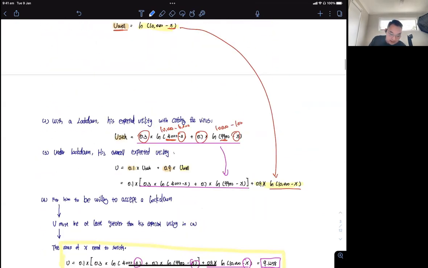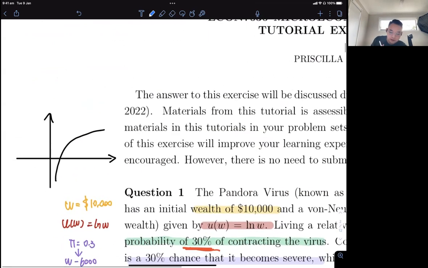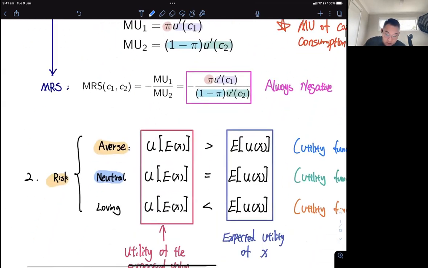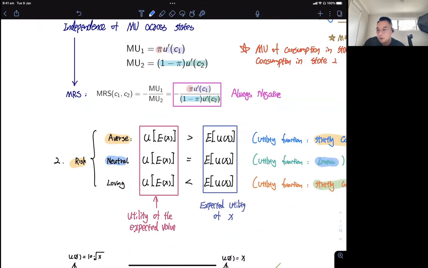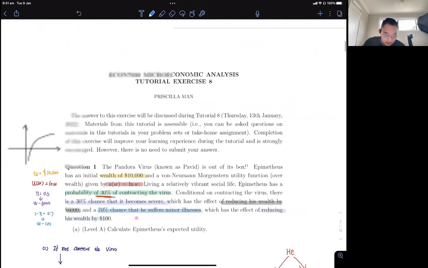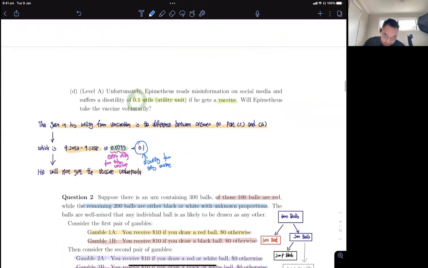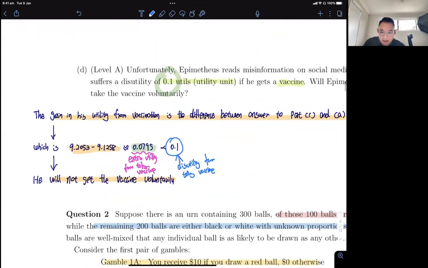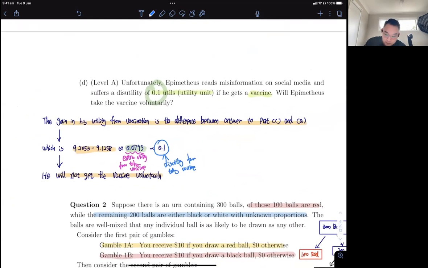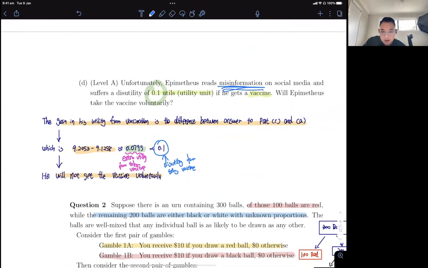An interesting thing is, remember we said his utility function is a concave function, so he is a risk-averse person. And finally, he's not willing to take the vaccine, which is not exactly what we expect from a risk-averse person, because a risk-averse person would love to eliminate all the uncertainties and not take risk at all. Here, the reason we get the result that he will not take the vaccine is that he has read some misinformation on social media. So that's question 1.